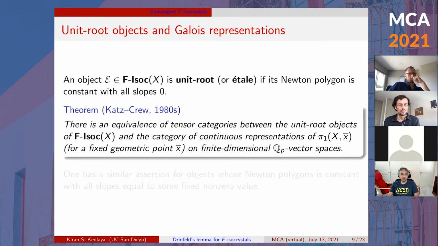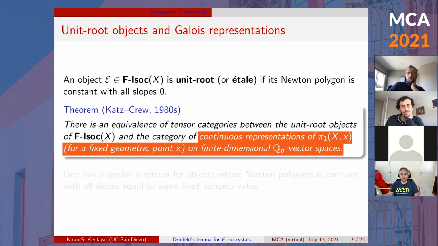An object is said to be unit root, or sometimes etale, if the Newton polygon is constant with all slopes 0. In that case, there's an equivalence of categories, tensor categories actually, between these unit root convergent F-isocrystals and something hopefully more familiar, continuous representations of the etale fundamental group on finite dimensional Q_p vector spaces. So this looks much more like lisse l-adic sheaves. This is basically, if I replace p with l, essentially a lisse l-adic sheaf.